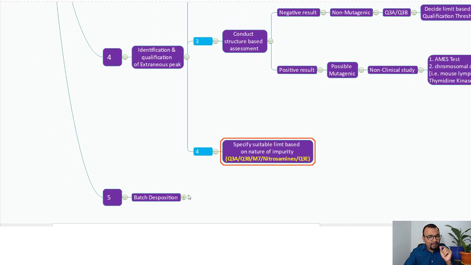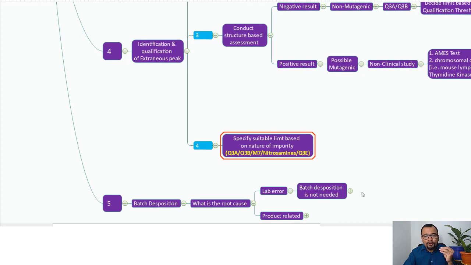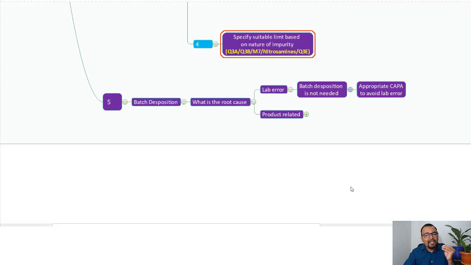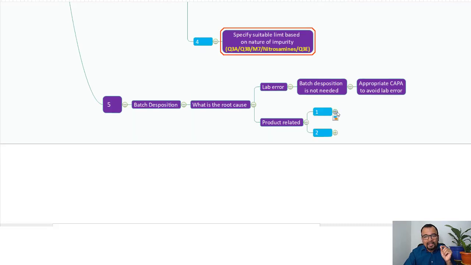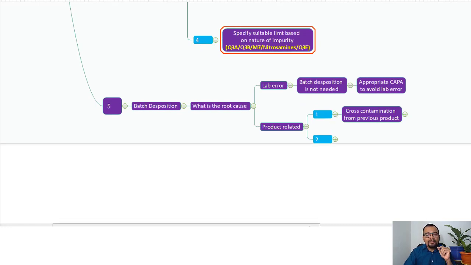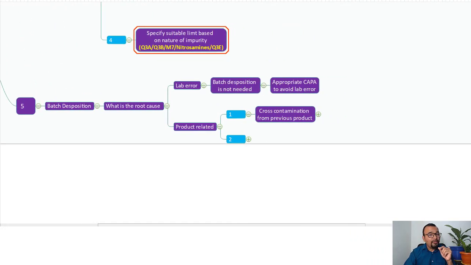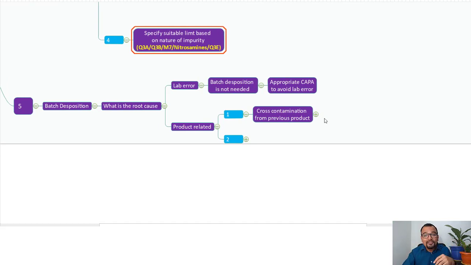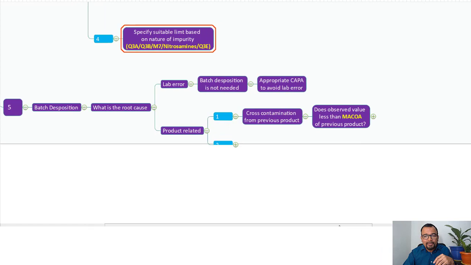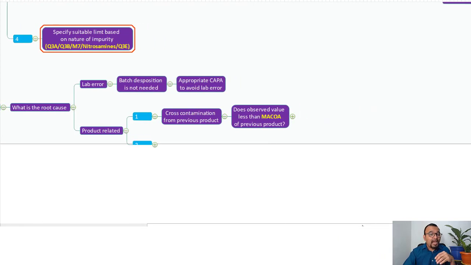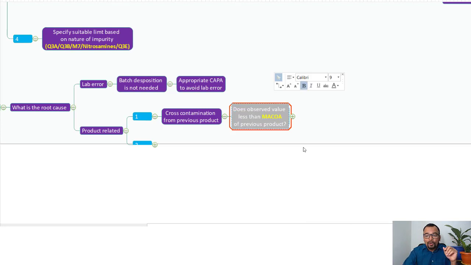So once you identify the limit, the next important point is the batch disposition. So what is the root cause identified? If it is a lab error, no doubt you can take the appropriate corrective action and the batch can be released. But if it is a product-related concern, then is it a cross contamination that happened during the manufacturing of the batch? Then you can think about cross contamination because of the previous product. And what is the MACO of the previous product? What is the maximum allowable carryover of the previous product?